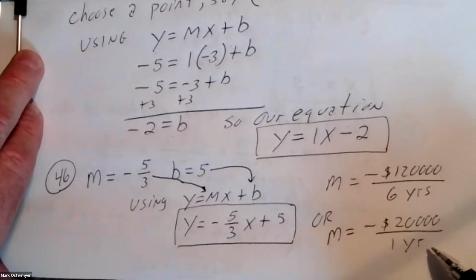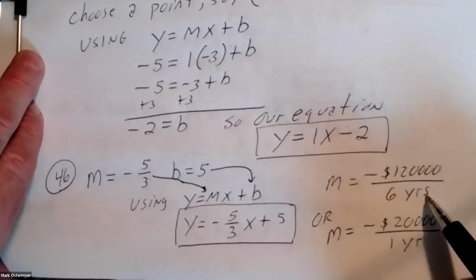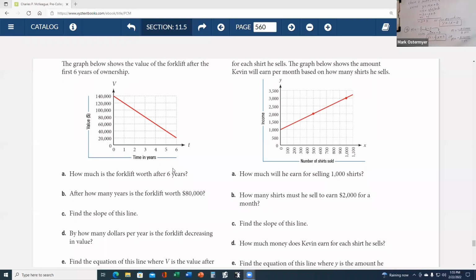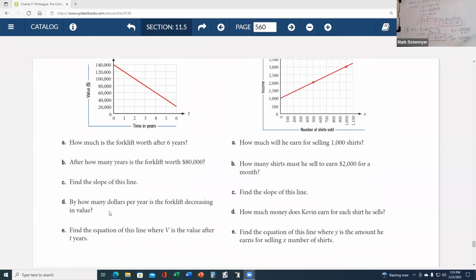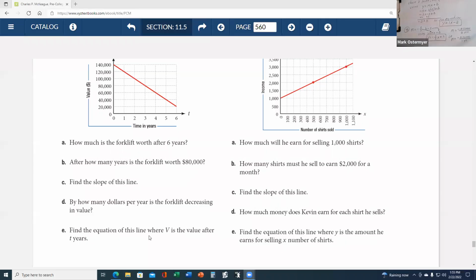Slope is a rate of change. In this case, it's the rate of change of value versus time. All right, that's the slope of that red line. All right, D, how many dollars per year is the forklift decreasing in value? Well, we've already indicated that every year it's losing $20,000 worth of value, because that's what the slope is telling us.